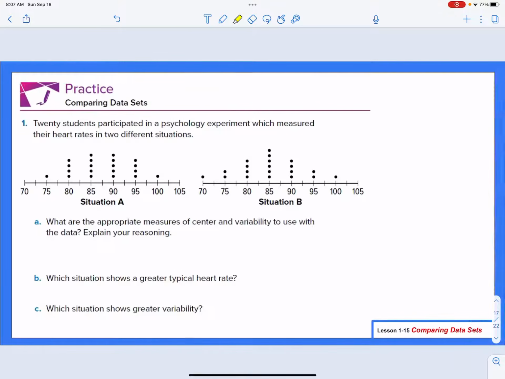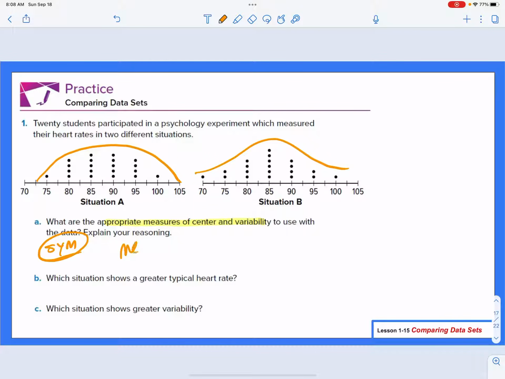All right, homework time. 20 students participated in a psychology experiment which measured their heart rates in 2 different situations. What are the appropriate measures of center and variability to use? The first thing we always want to check is, is there some sort of symmetry happening with the shape? That's symmetrical, that's symmetrical. And when they're symmetrical, what do we want to use? We want to use the mean and the standard deviation. Whenever we see some symmetry there, those are the most appropriate.